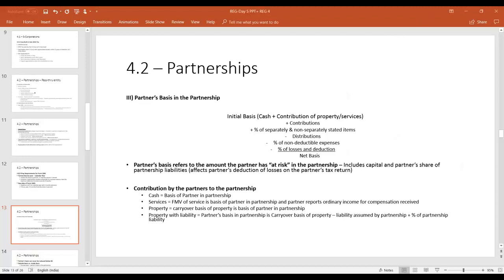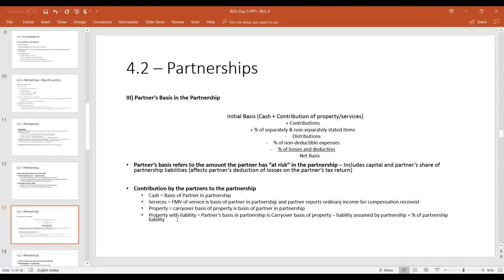Now, when we make contributions, how is your basis formed? When you contribute cash, cash is your basis in the partnership. When you contribute services, it is the fair market value of the services that forms your basis in the partnership, but the partner will also have to report ordinary income for the compensation received. When you're contributing property, it is basically the carryover basis of the property, which becomes your basis in the partnership.